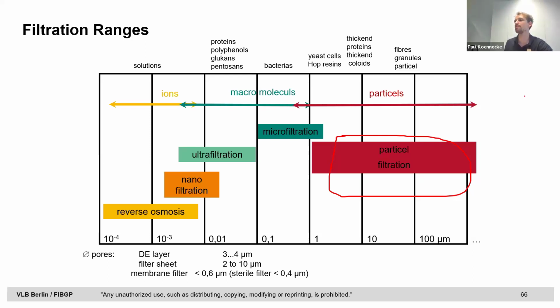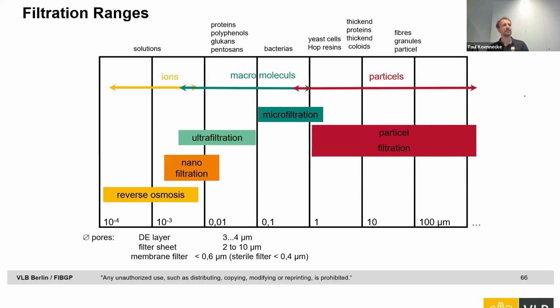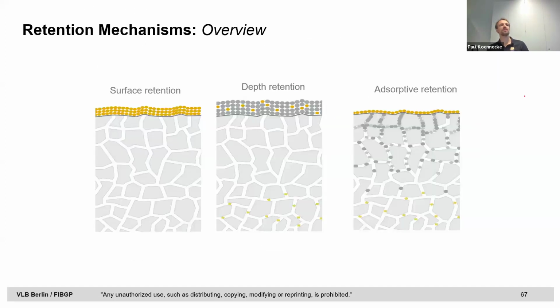So the working pore size for a microfiltration, which really removes all the bacteria you want, has to be somewhere between 0.1 and 0.2 micrometers, just to really get everything out which you want to get out. And the retention mechanisms of different filtrations are just brought to you here to give you a little bit of a pre-understanding of what we're talking about.